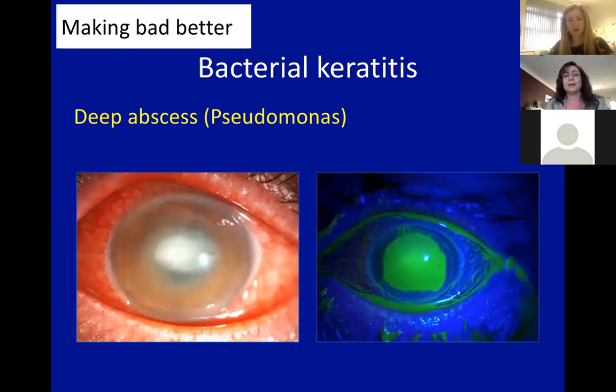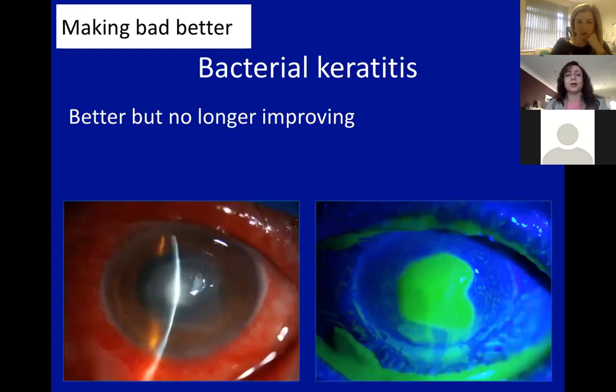If you have a deep-seated abscess like this one, the patient with a very deep-seated abscess, luckily we got results from microbiology that it was Pseudomonas, and he had a large ulcer like this. And we decided that the patient needed intensive treatment because he was also single-eyed, and this was his good eye. And then eventually he improved, but he stopped improving. For 2-3 days, the patient stopped improving.